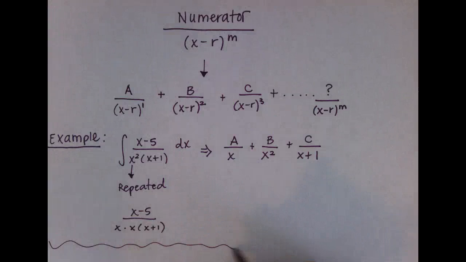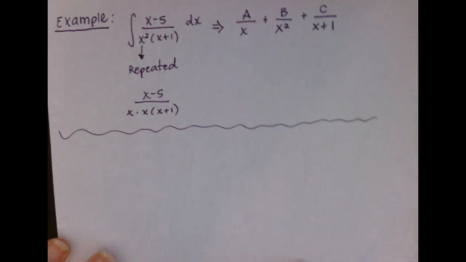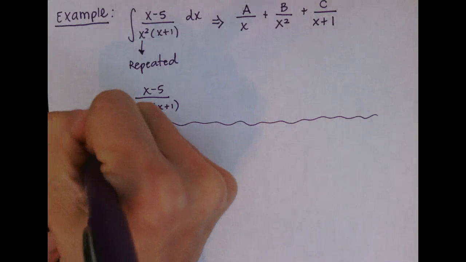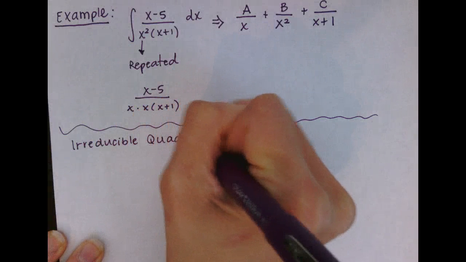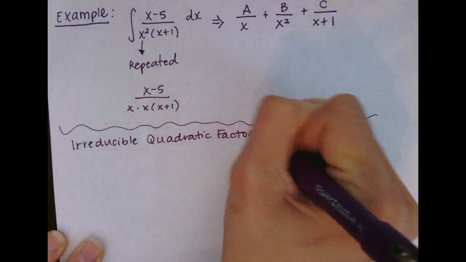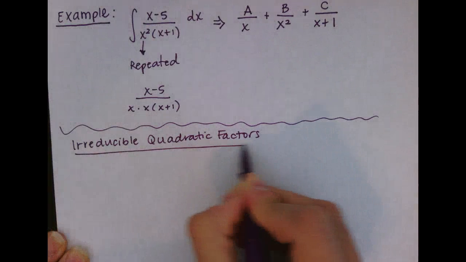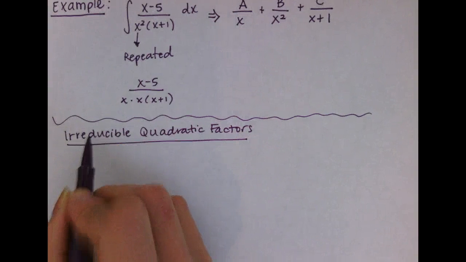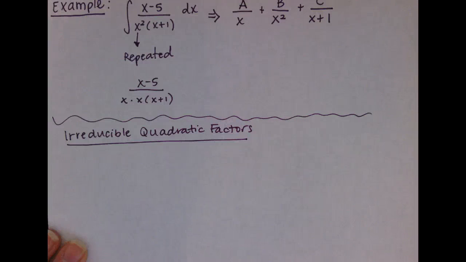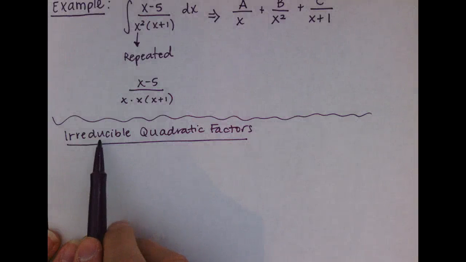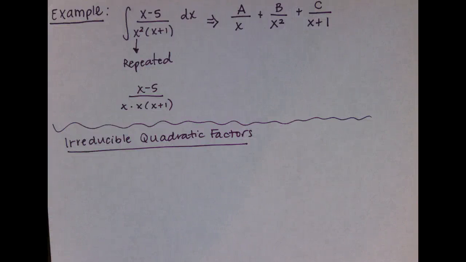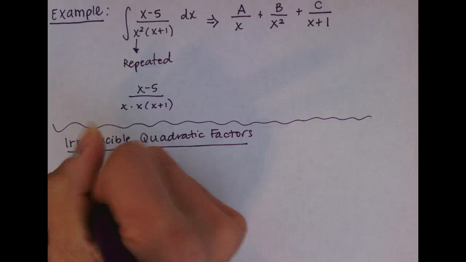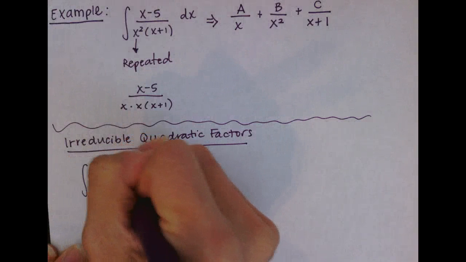Alright, so that's one change that can happen. Another change is that you might have irreducible quadratic factors. Irreducible meaning that there isn't a factor in the numerator that cancels with a factor in the denominator, or that perhaps you can factor again if it's more reducible. So if it's irreducible, it doesn't factor any further. I find that this is best shown with an exact example. So let me give you one.